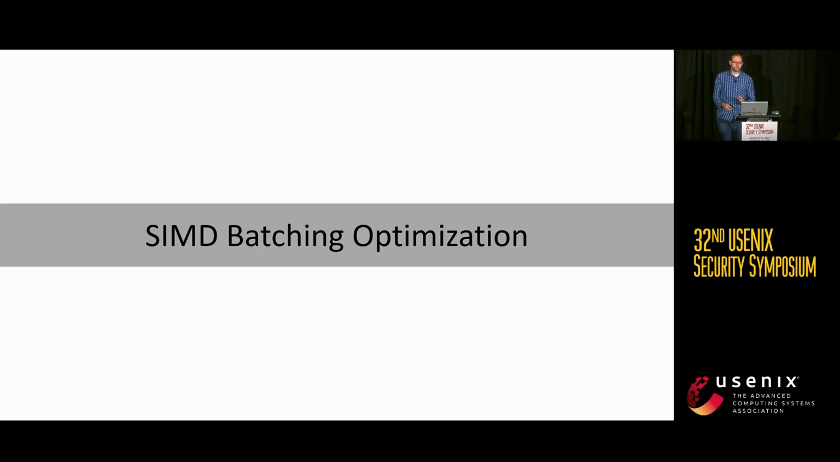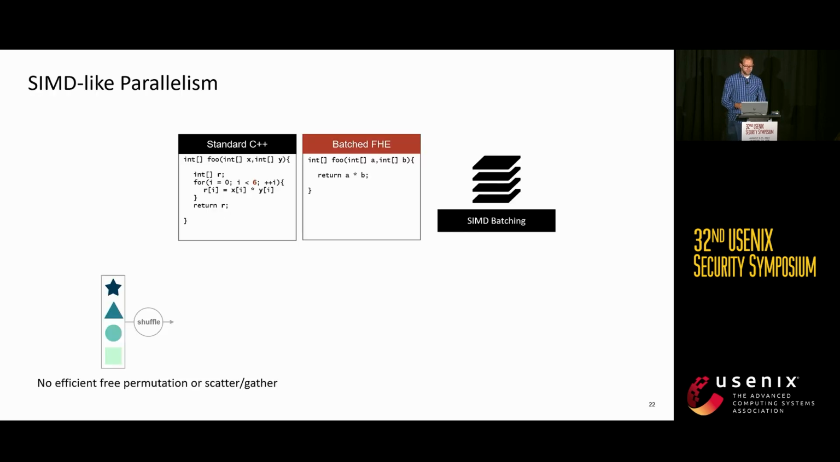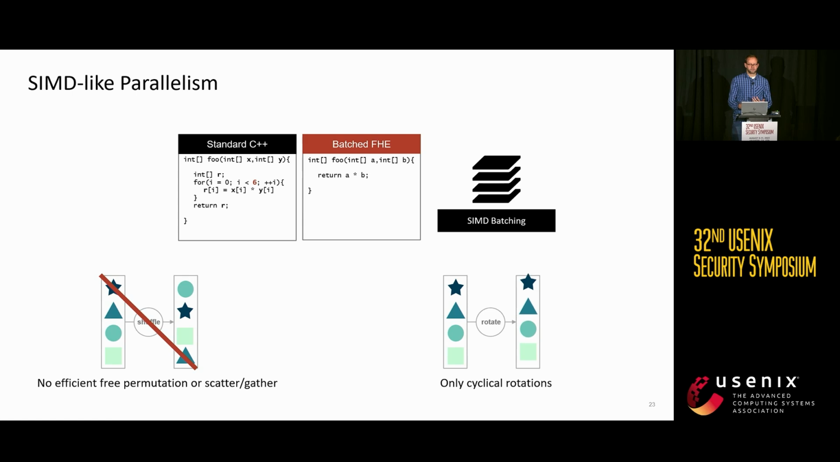In the following, I will focus on our high-level IR and the speedup we achieve by considering the translation to an FHE circuit more carefully. Specifically, we introduce an optimization that targets the SIMD-like parallelism, which is powerful but has really restricted data movement. You don't really get to permute or scatter gather, which are very common in other vectorized paradigms. Instead, all you get is this very limited cyclical rotation operation over ciphertexts.